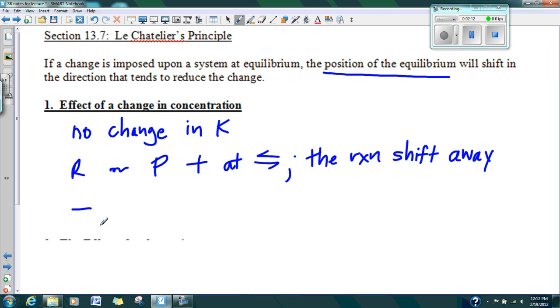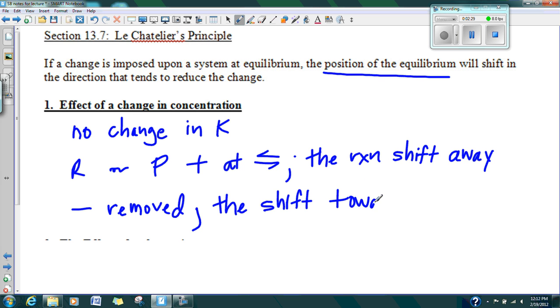And on the other side, so this is where we are adding something. If a product or reactant is removed, so I am decreasing something, the shift is going to be toward the material removed. Which also should make sense to you. If something is removed, the reaction is going to shift toward the direction that the material is removed, because you want to reestablish that equilibrium.